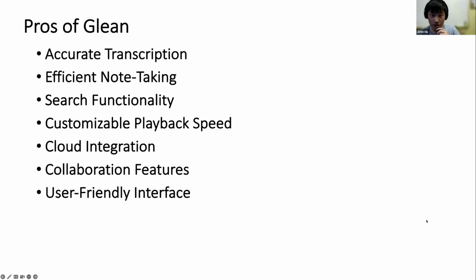As for the pros of Glean, it has accurate transcription, meaning that it boasts high accuracy in transcribing recorded audio, minimizing the need for manual corrections. It's efficient in note-taking, which allows users to take notes directly alongside transcriptions, facilitating easy reference and organization. Its search functionality allows users to search through both transcription and notes, making it convenient to find specific information within the recorded content.